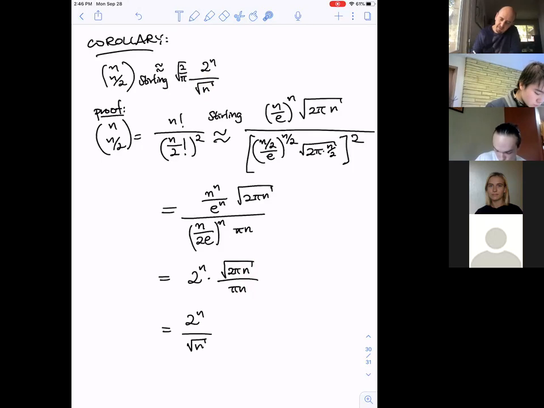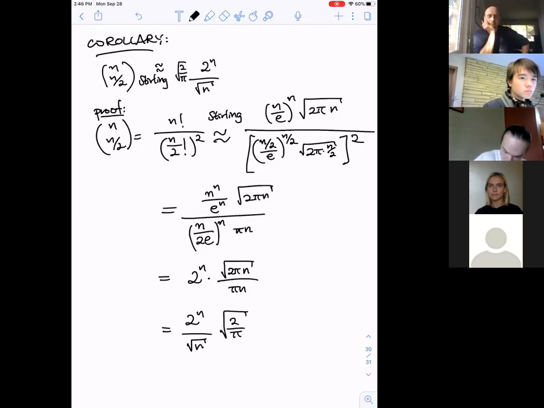And what's left is the square root of 2 pi divided by pi. That's the square root of 2 over the square root of pi. I think it's okay. Let me see what I did. I mean, it wasn't fun, but it was just kind of straightforward once we had the Stirling approximation.